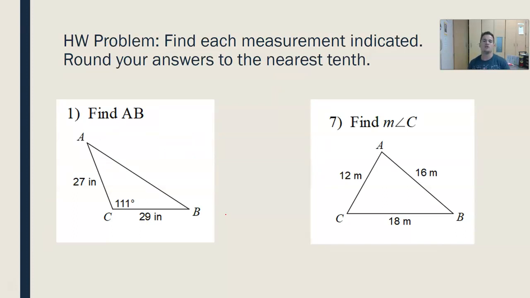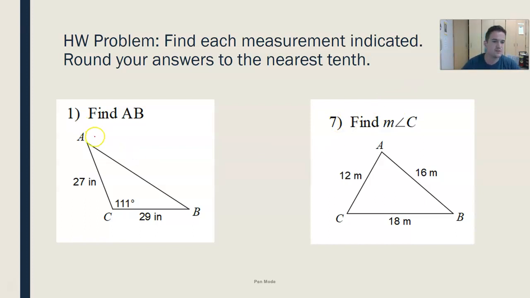Now we're going to go on to some homework problems. Okay, we're about 15 minutes in. We're going to go over some homework problems. We haven't used the law of cosines formula where we have to solve for a missing angle yet, so we're going to get to that one over here.